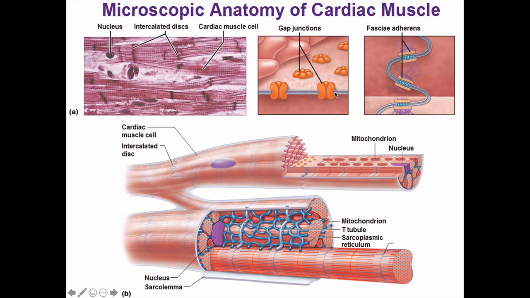Okay, next, you can see this muscle is similar to skeletal muscle. There is sarcoplasmic reticulum, there are actin and myosin, and there are more T tubules present in the muscle cells. These are all the contracting filaments. But there is also the presence of intercalated disc fibers like this.